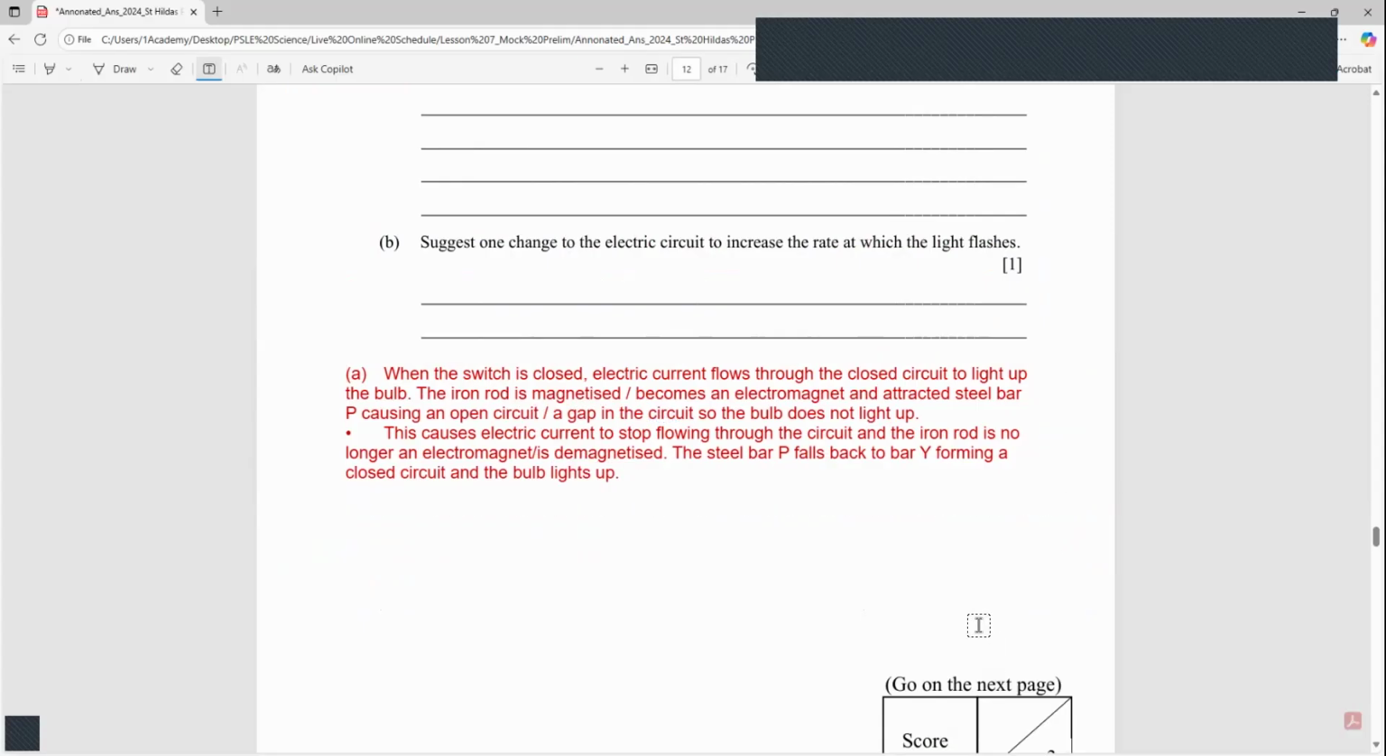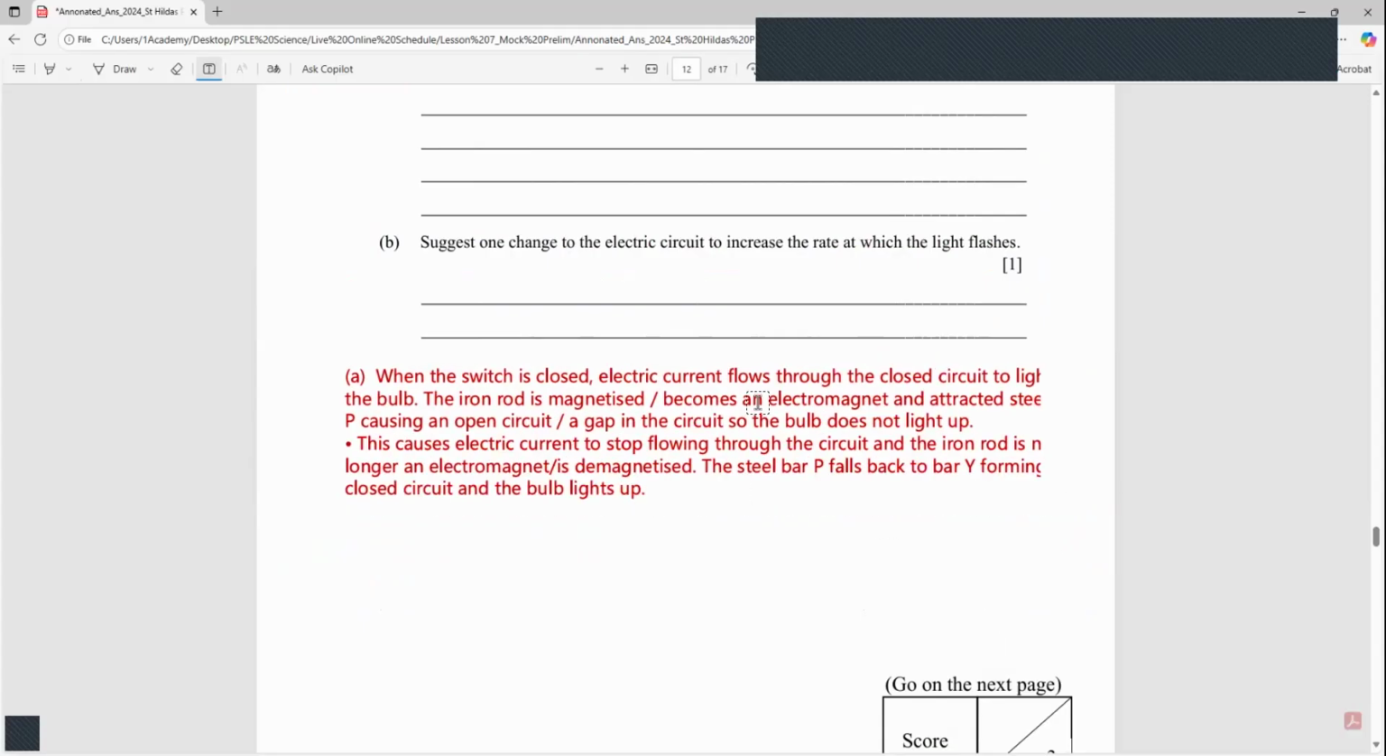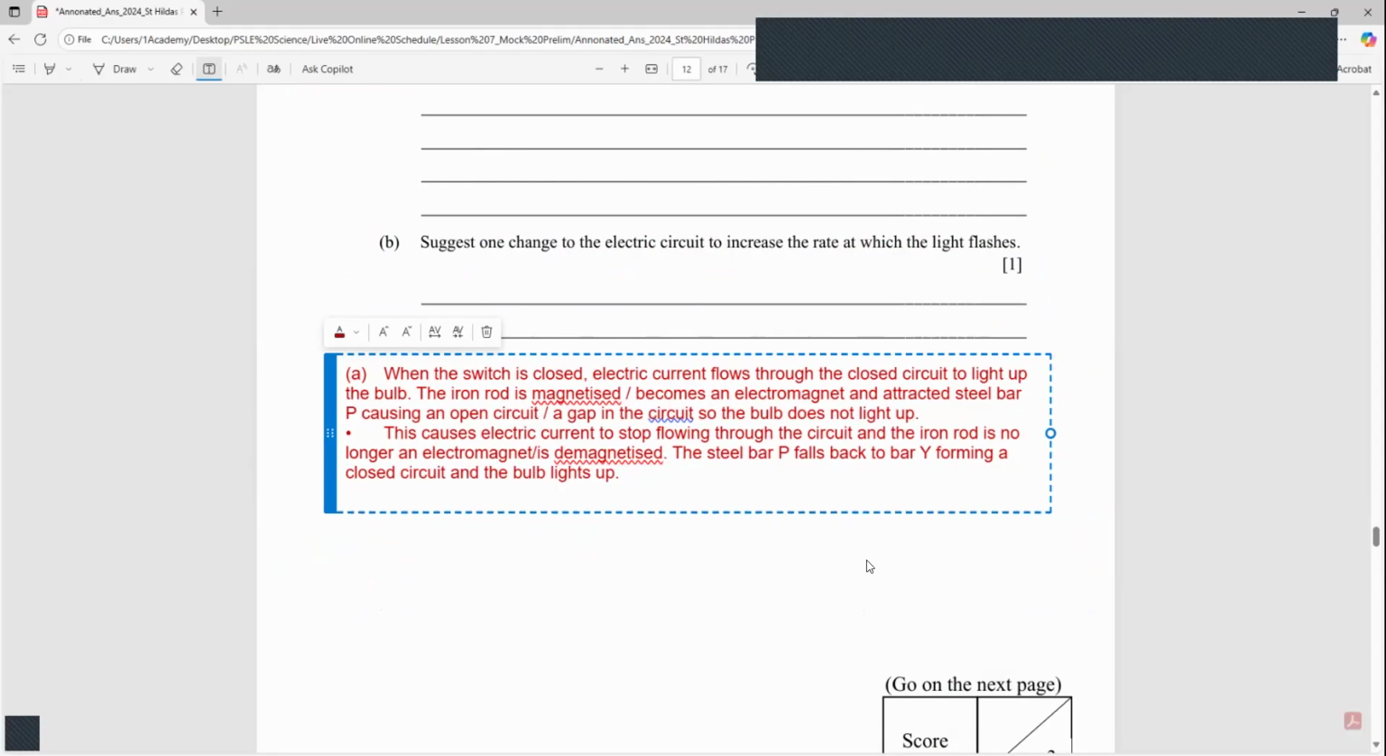When the switch is closed, the electric current flows through the closed circuit to light up the bulb. So the iron is magnetized. It becomes an electromagnet and attracts the steel bar, causing an open circuit. So the bulb does not light up.